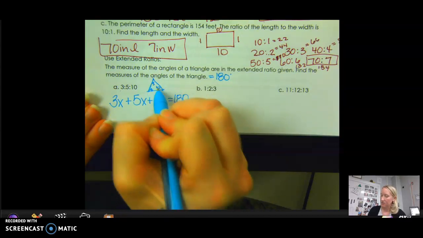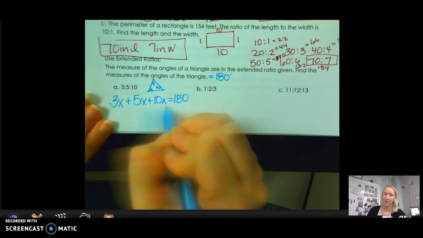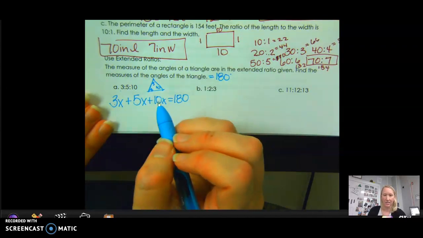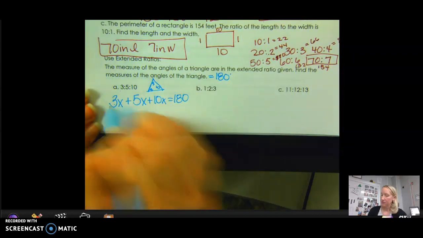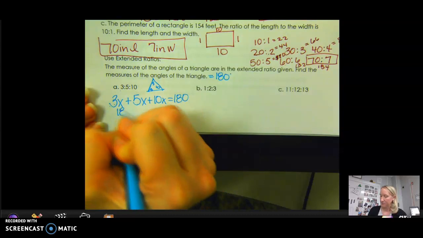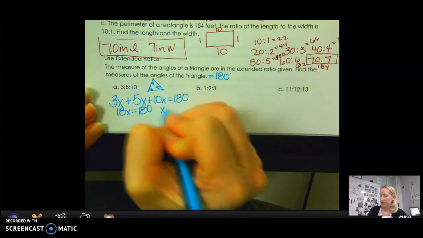Maybe I'm going to double it. So my x there would be 2. So that'd be 6, 10, and 20. That doesn't add up to 180. So we're going to find x, then plug it back in to see how many degrees each angle is. So 3, 5, and 10 make 18x equals 180. I'm going to divide by 18, x equals 10.